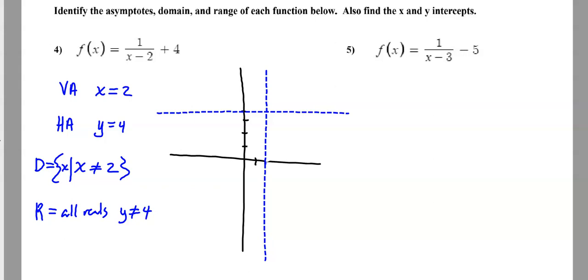So we've knocked out asymptotes, domain, range. Now we need to find the intercepts. So to find the x-intercept, so let's get the x-intercept.